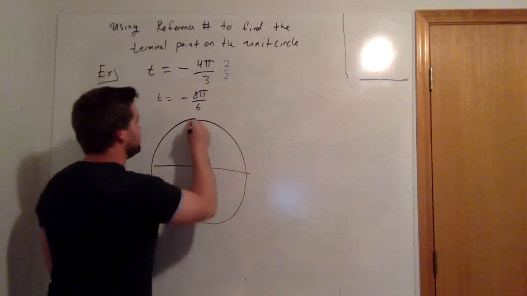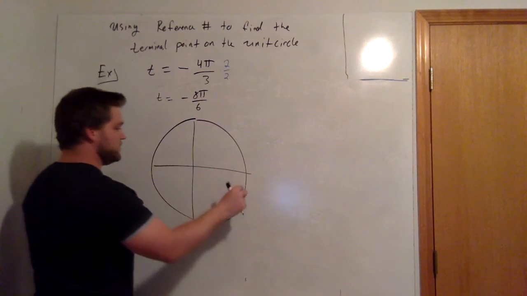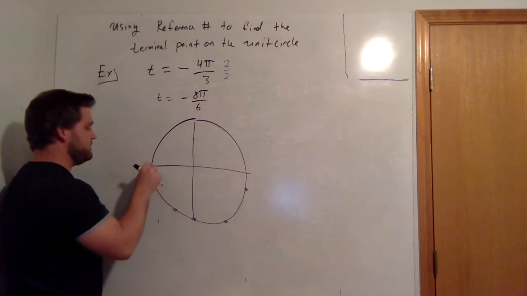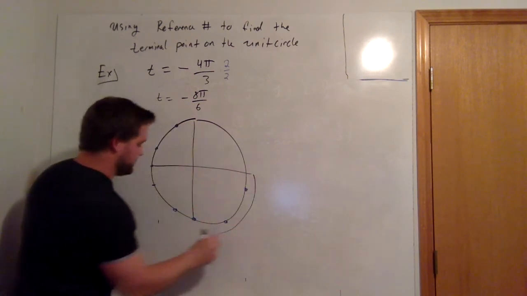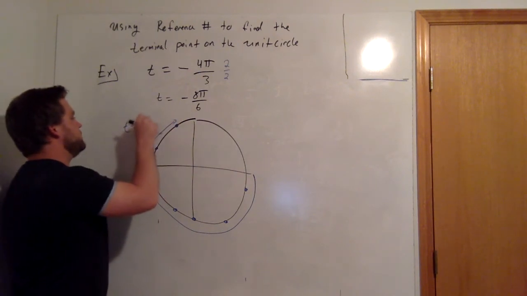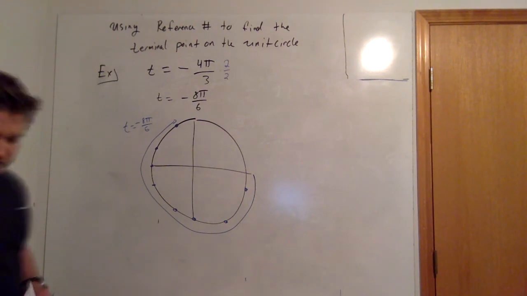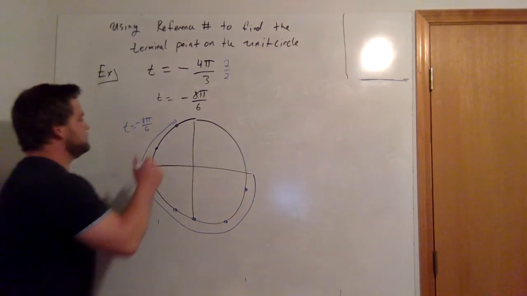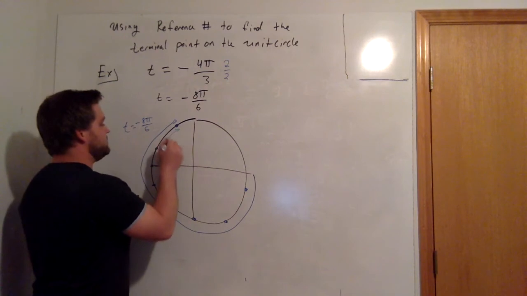Okay. So starting here, we'll move 8 increments of pi over 6 clockwise. So here's 1, 2, 3, 4, 5, 6, 7, 8. So I've walked a distance around the circle of t, which is negative 8 pi over 6. So now our job here is to figure out what t bar is. t bar is the shortest distance from the x-axis, so that's from here to here.